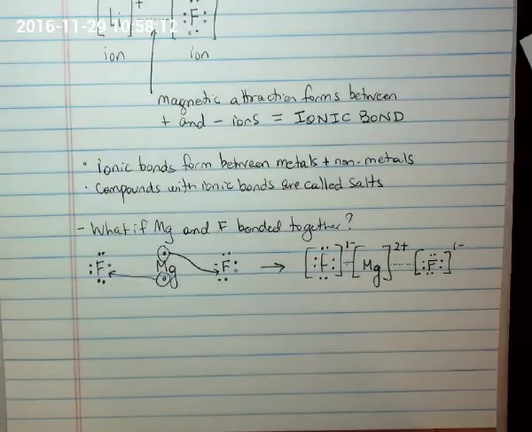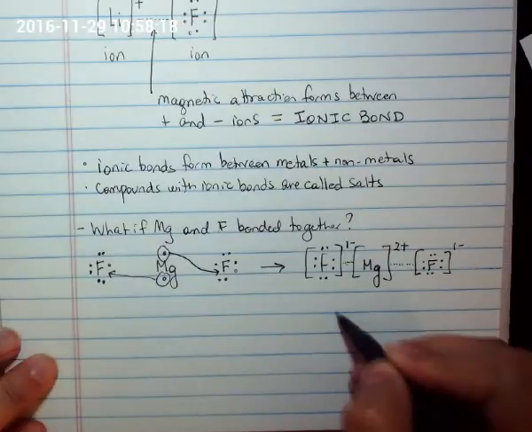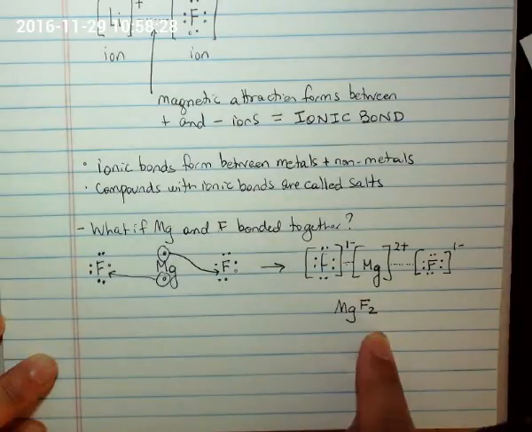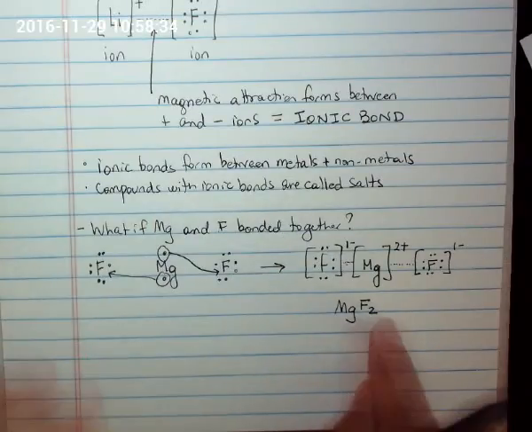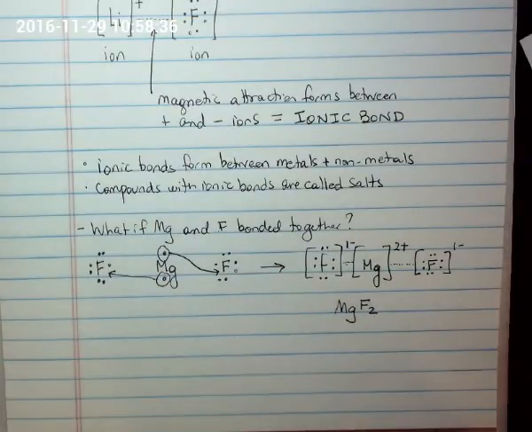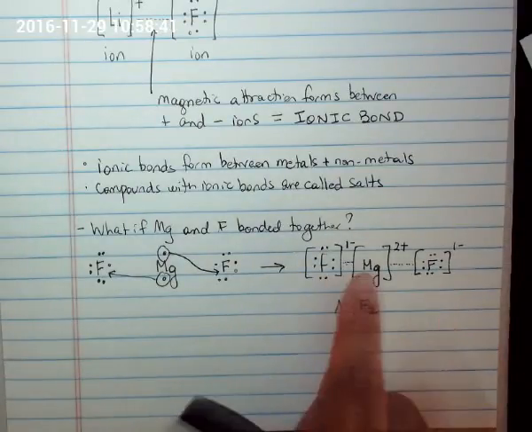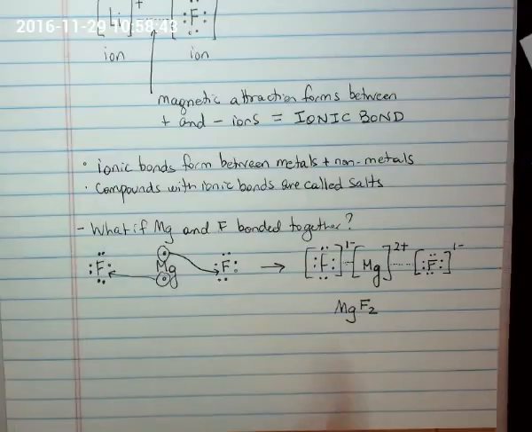Let's see. You guys are smart. What's the formula for magnesium fluoride? MgF2. That's the formula for magnesium fluoride, the compound that forms between magnesium and fluorine. Well, how come? How come you do that? Because what does the picture tell you? You need to have two fluorines around to satisfy one magnesium. Okay? Let's do another one.